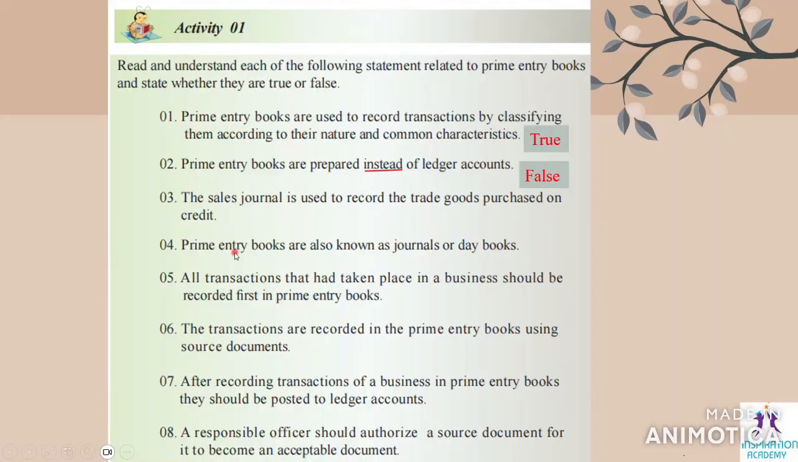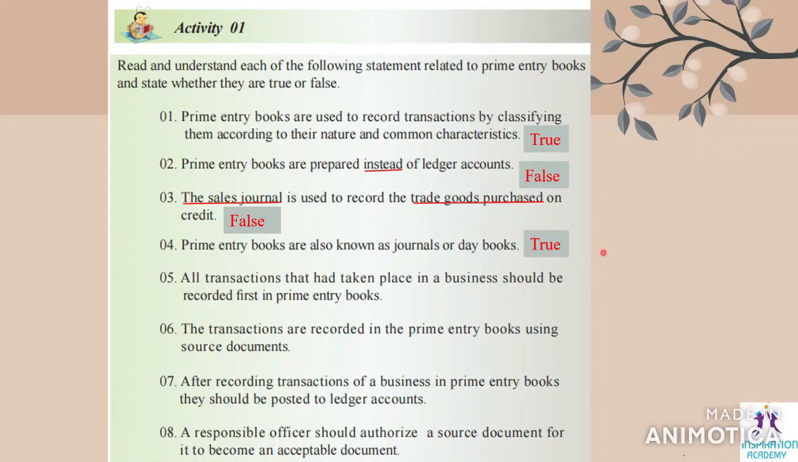Then, the sales journal is used to record the trade goods purchased on credit. Just refer to what it says. They mention the sales journal, and then they say trade goods purchase. How about that? No, we don't record trade goods purchased in the sales journal. That is also false. Prime entry books are also known as journals or daybooks. That is true. Next one.